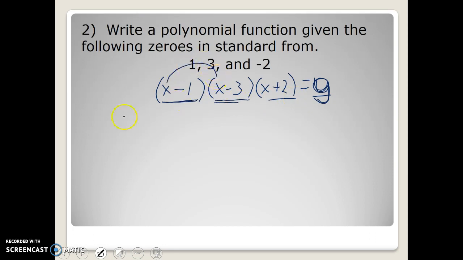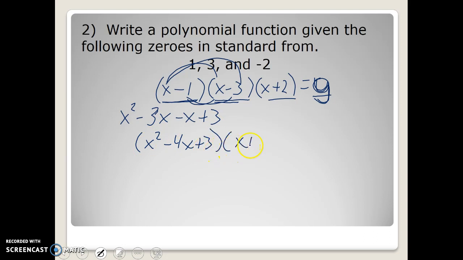I'll have x times x is x squared. X times negative 3 is negative 3x. Then negative 1 times x is negative x. Negative 1 times negative 3 is positive 3. That would simplify to x squared minus 4x plus 3.